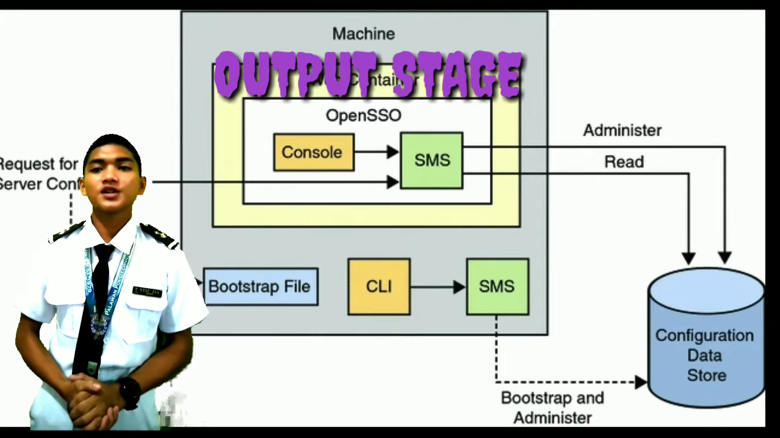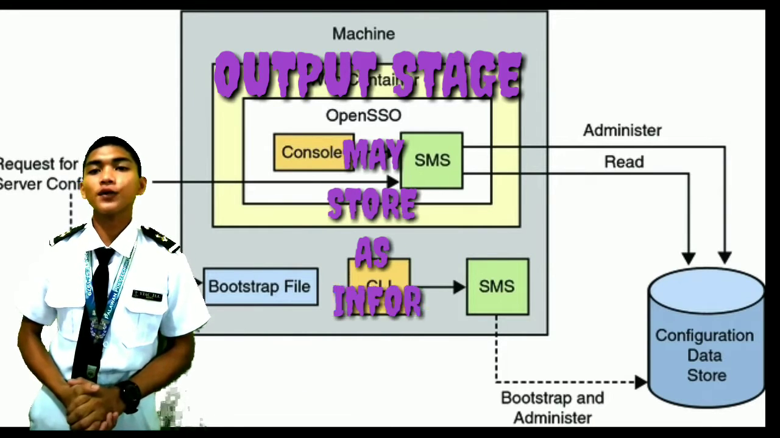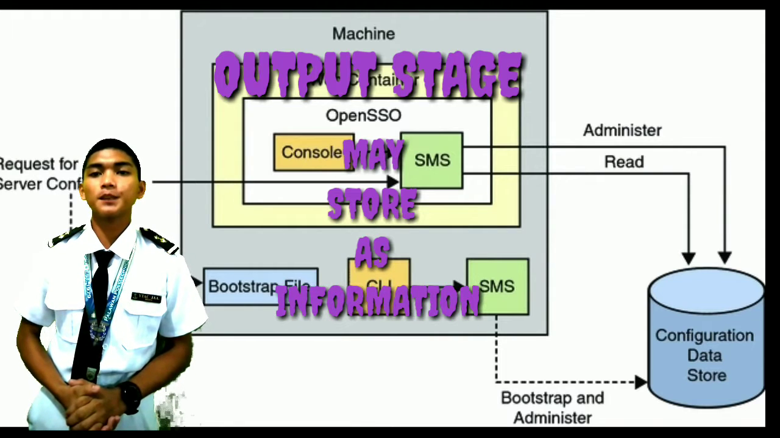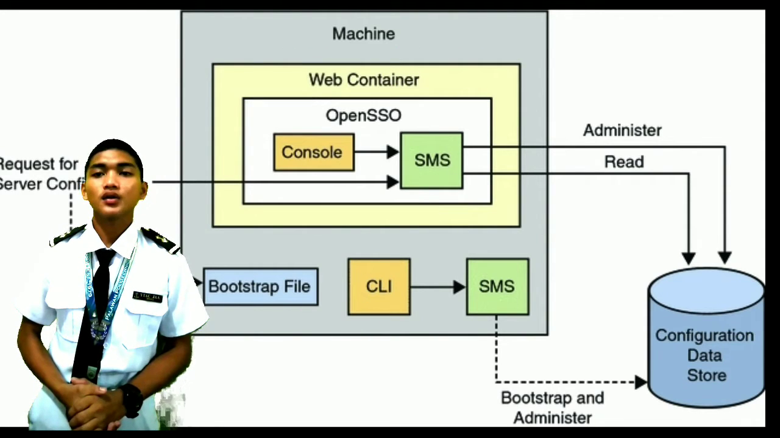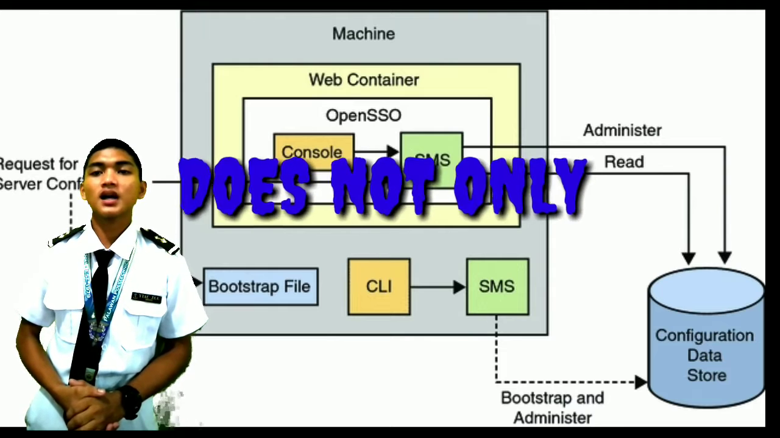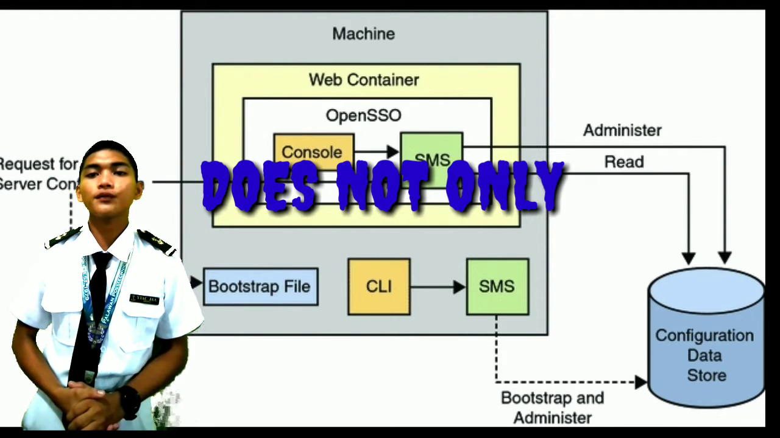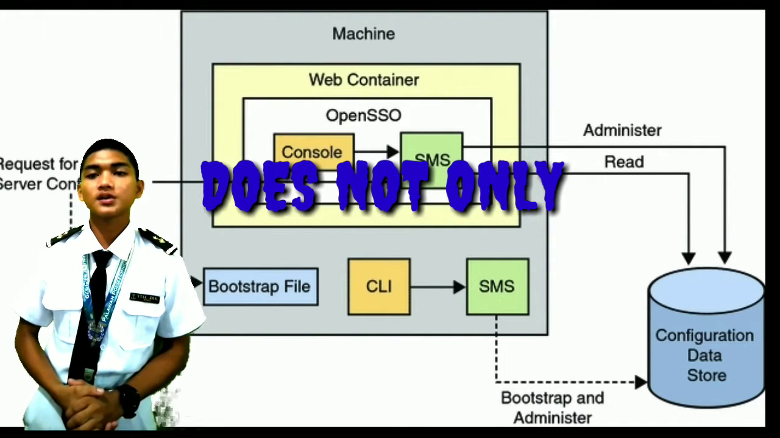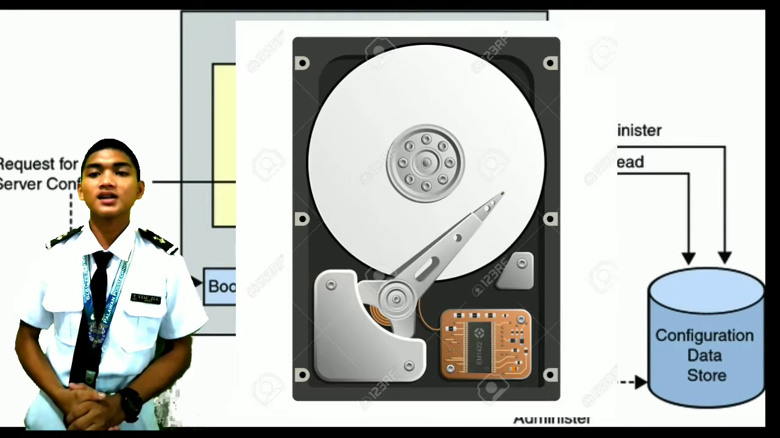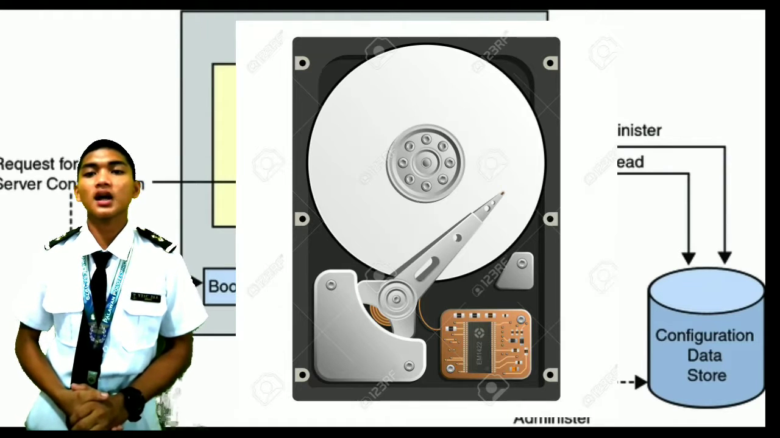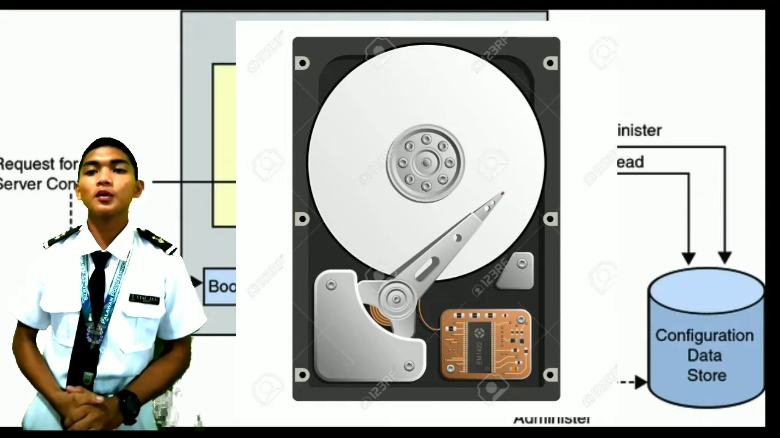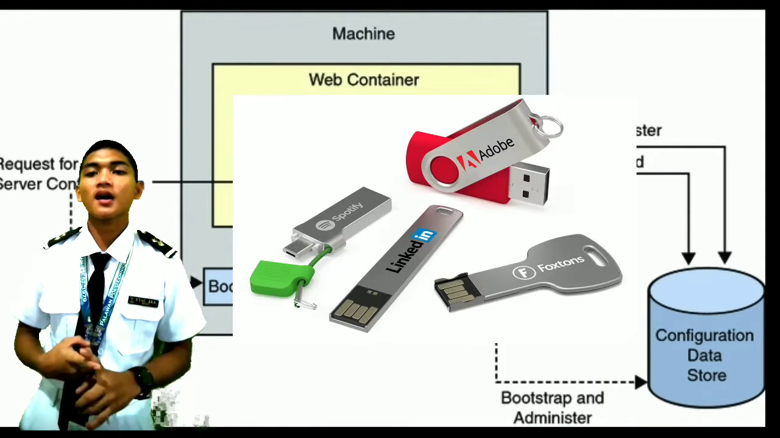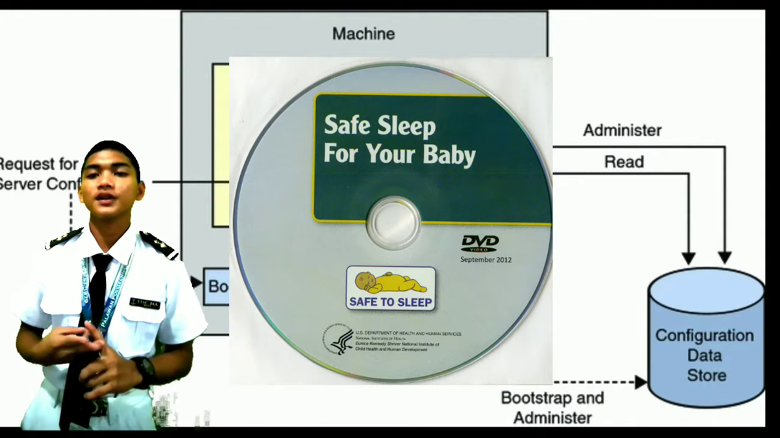The output stage may store processed data as information for display by another IPOS model when needed. The storage stage does not only store data or information on a fixed storage medium, such as a hard disk, but can also store data and information on removable media, such as a flash drive, CD-ROM, or DVD.